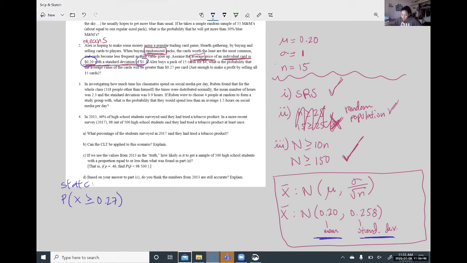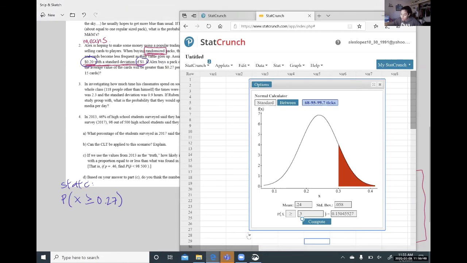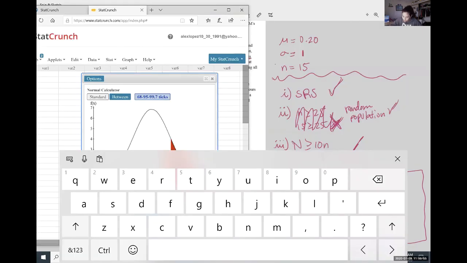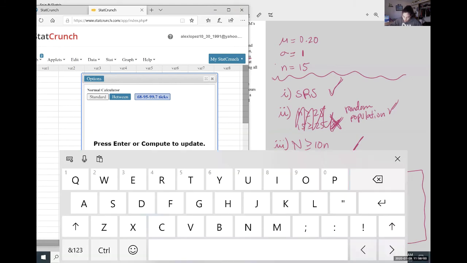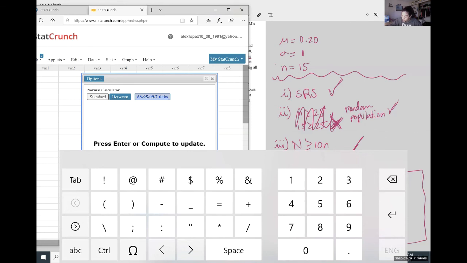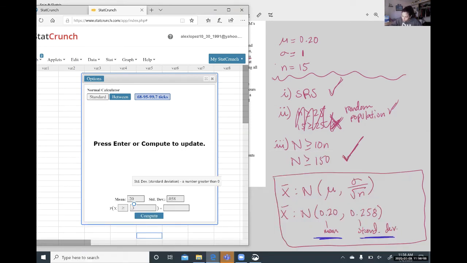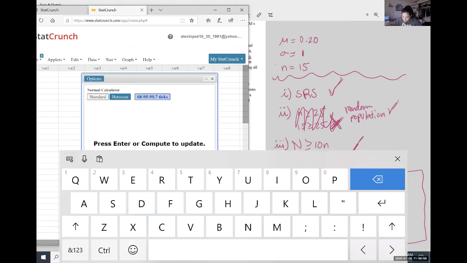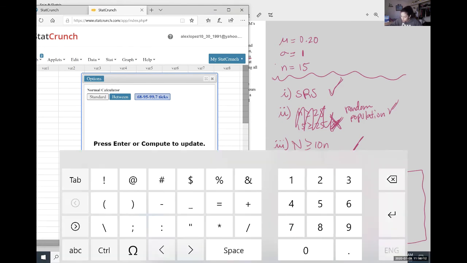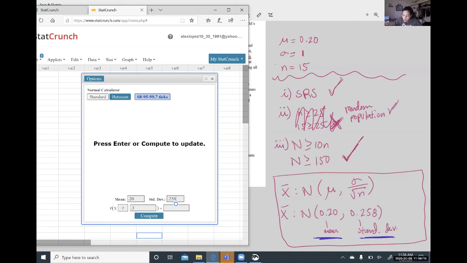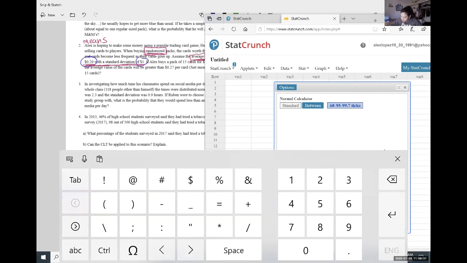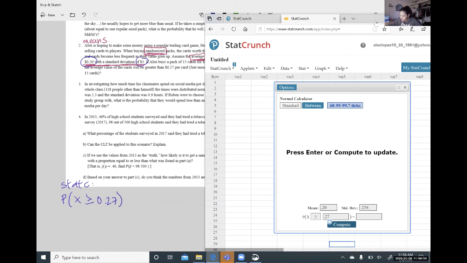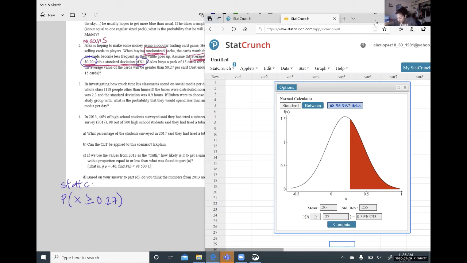So go to StatCrunch again. We have it here. Mean is 0.20. Our standard deviation is 0.258. Okay, and then we want to figure out when X is greater than or equal to 0.27. Then we press compute, and we get our answer right there. It's 0.3931.